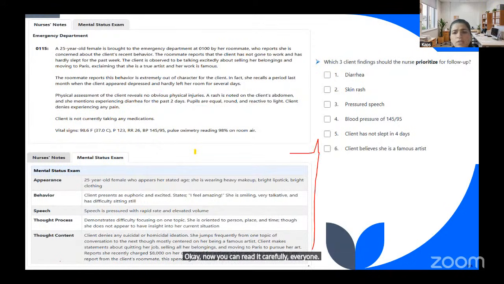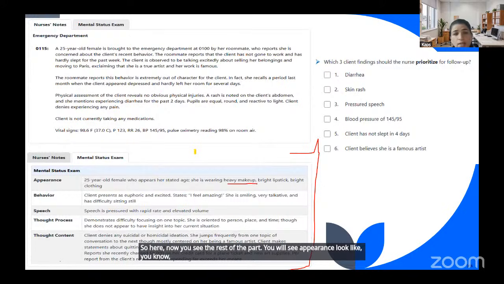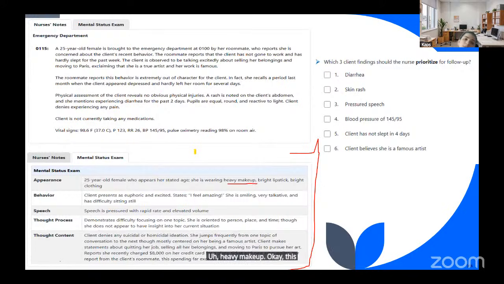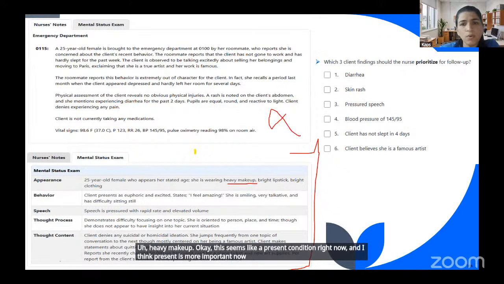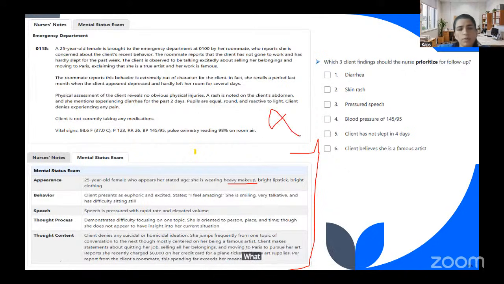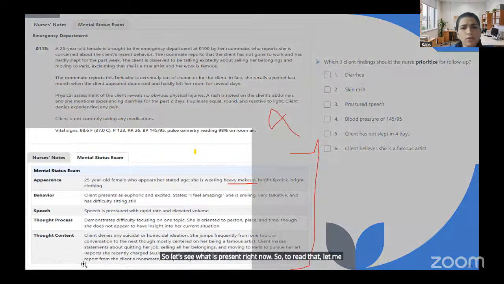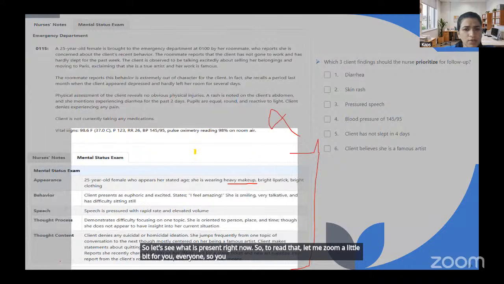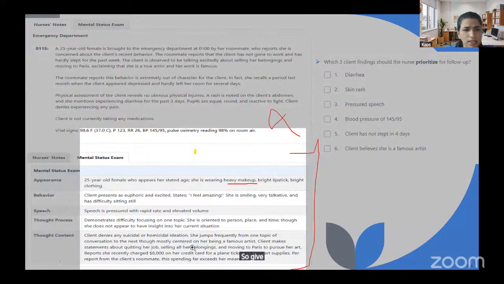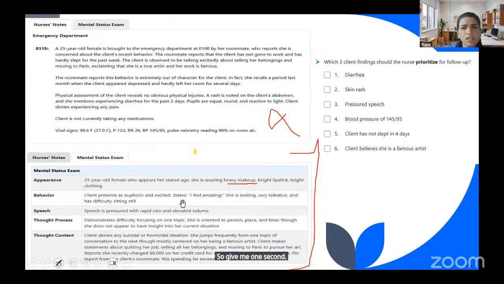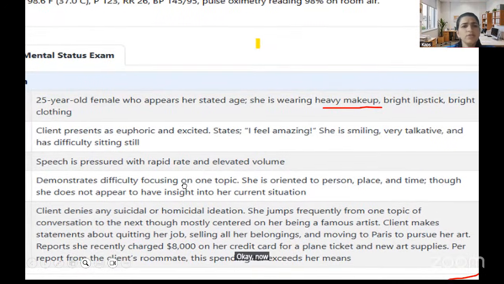So here, now you see the rest of the part. You will see appearance looks like heavy makeup. Okay, seems like a present condition right now. And I think the present is more important now as compared to the whole, what we read on the top, right? So let's see what is present right now. To read that, let me zoom a little bit for you, everyone, so you can read it carefully. So give me 1 second. Okay, now you can read it carefully, right?